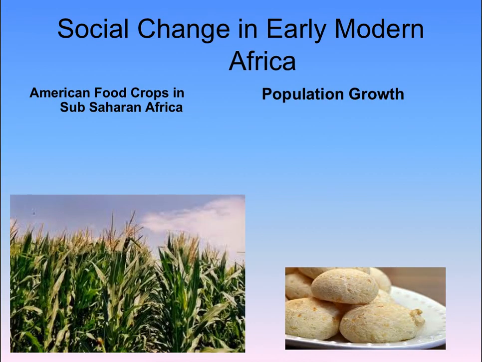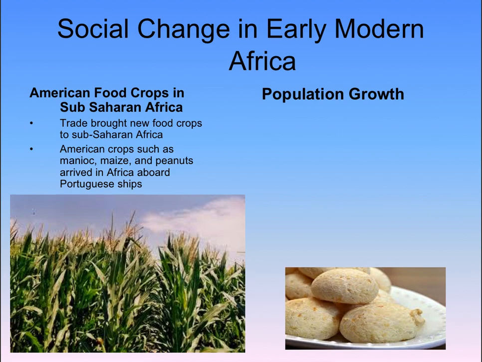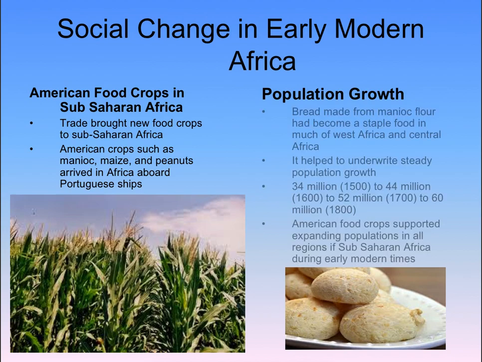Social change in early modern Africa. We have American food crops in sub-Saharan Africa. Remember, we've already seen the Old World and New World connect. We're in the Americas and we're bringing stuff from the Americas back to Europe, back to Africa, back to Asia. So the trade brought new food crops to sub-Saharan Africa, like maize and peanuts. They arrived in Africa aboard Portuguese ships. This is obviously going to lead to population growth.